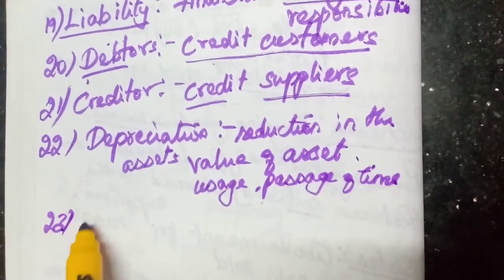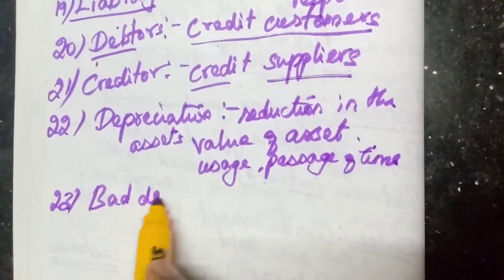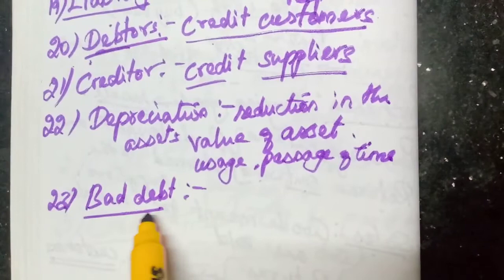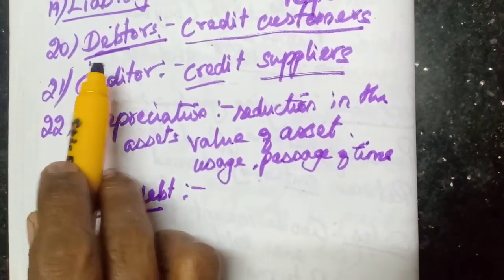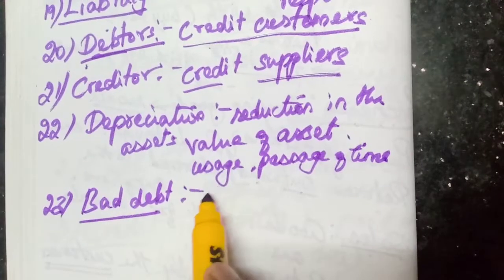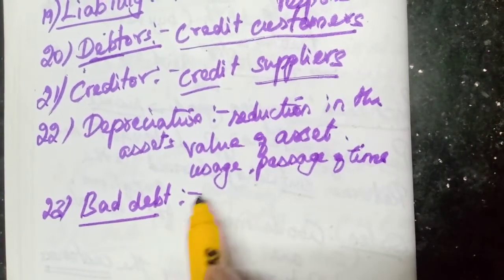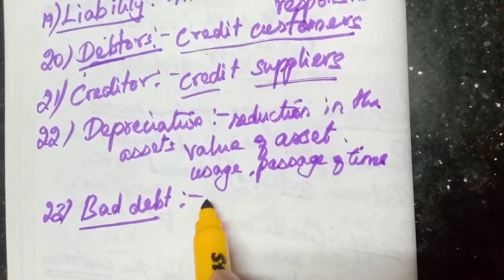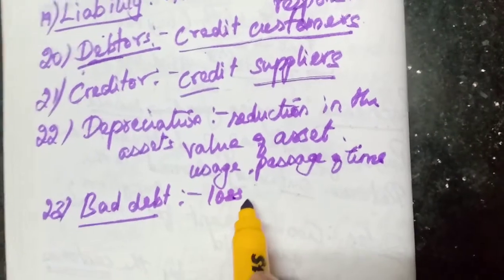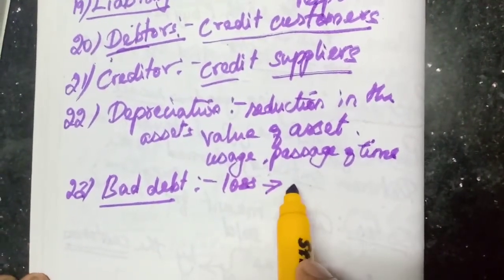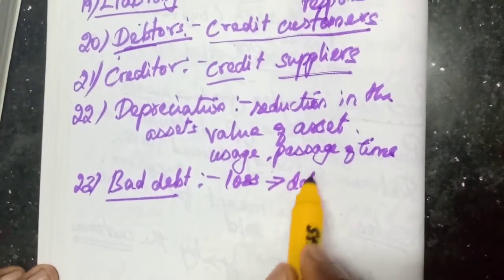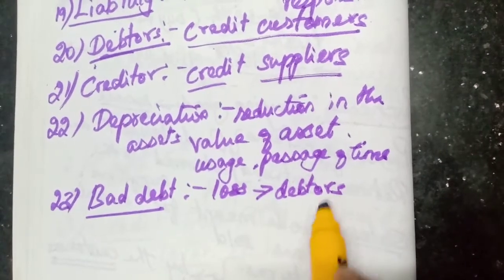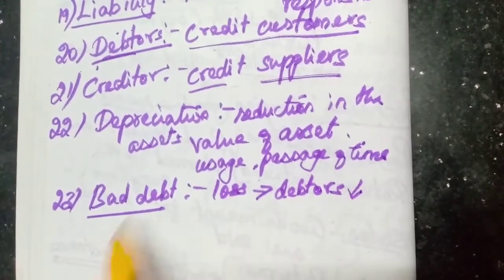The last one given is bad debt. Bad debt is related to debtors. We sell goods on credit to our customers, but we cannot expect the full amount from the customers. Some customers may not be able to pay, so it is a loss. Bad debt is a loss when the customer is not able to pay, or we can say when the full amount of the debtors is not received, that reduction in the value of debtors is called bad debt.